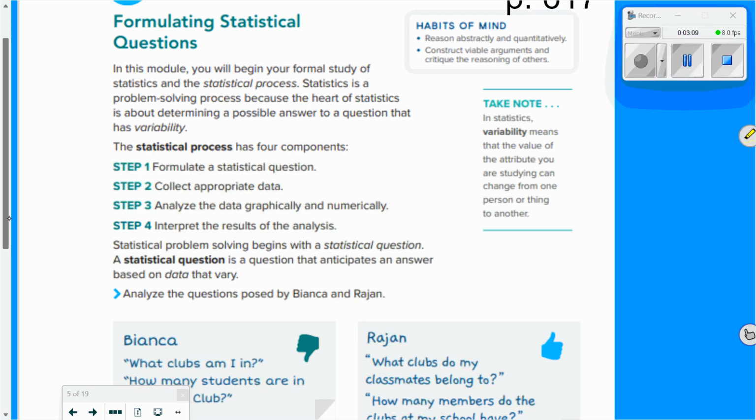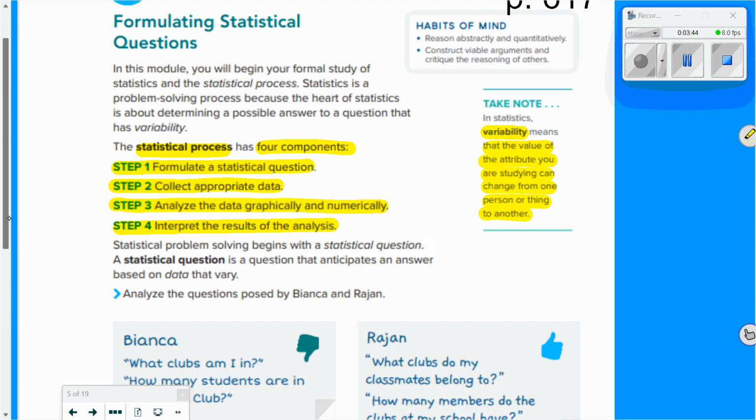Our first part, we're going to talk about the statistical process. The statistical process has 4 components: formulating a statistical question, collecting appropriate data, analyzing the data graphically and numerically, and interpreting the results of the analysis. In statistics, variability means that the value of the attribute you're studying can change from one person or thing to another. That is a key piece in doing statistics.